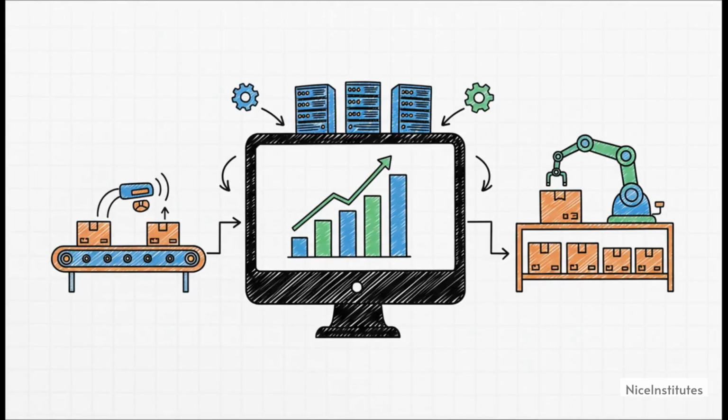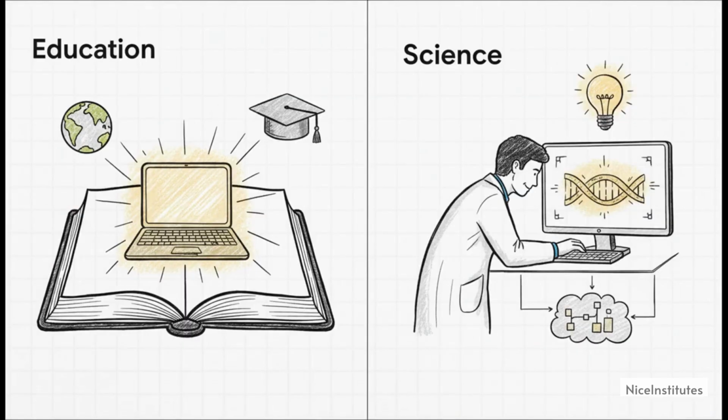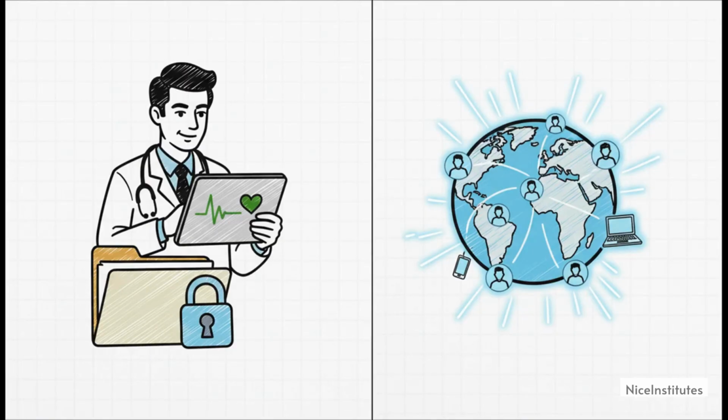In business, for example, this translates to a massive jump in productivity. Computers manage everything from global supply chains to store inventories, handling massive amounts of data and freeing up human beings to focus on more creative, strategic work. And in education and science, wow, they've literally opened up new worlds. We have access to a global library of information with just a few clicks. And scientists, they can now process enormous data sets to make discoveries faster than ever, from mapping the human genome to modeling climate change.